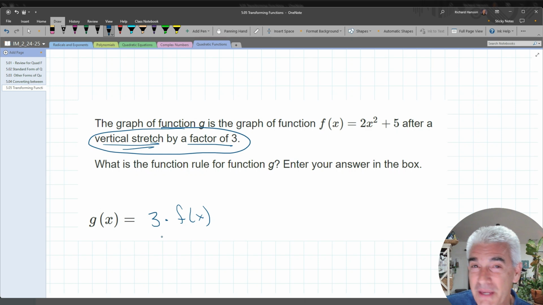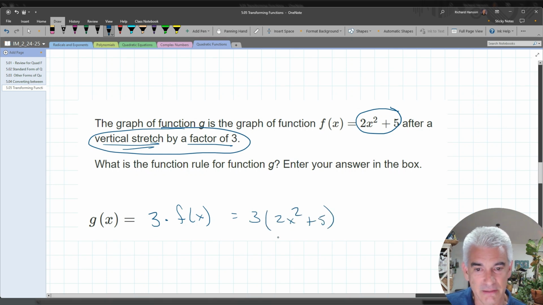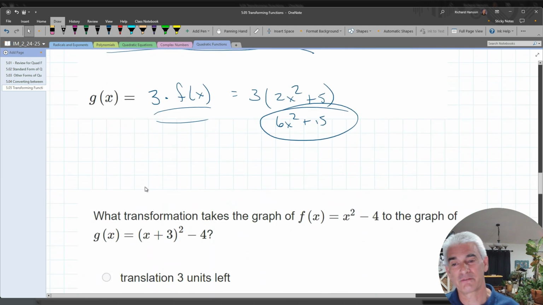So that's not what they were asking for. They wanted me to actually do the algebra. So I did 3 times that expression there. So it was 3 times 2x squared plus 5, which ended up being 6x squared plus 15. That is what they're looking for, this kind of a function. I thought function rule, I'm in pretty good shape, but it wasn't the answer they were looking for.